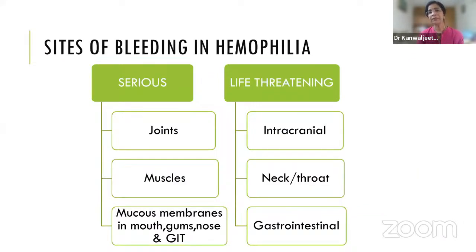Site of bleeding in hemophilia could be serious or life-threatening. Joint and muscle bleeds are all serious bleeds that we commonly talk about. But there are life-threatening bleeds, like intracranial bleed, neck and throat bleeding, and intraperitoneal bleeding leading to massive blood loss, and the patient may go into shock. This history is important for any patient. Besides labeling the patient with the accurate diagnosis, the significance of the bleeding history is also important because that determines what kind of prophylaxis we will give to the patient.